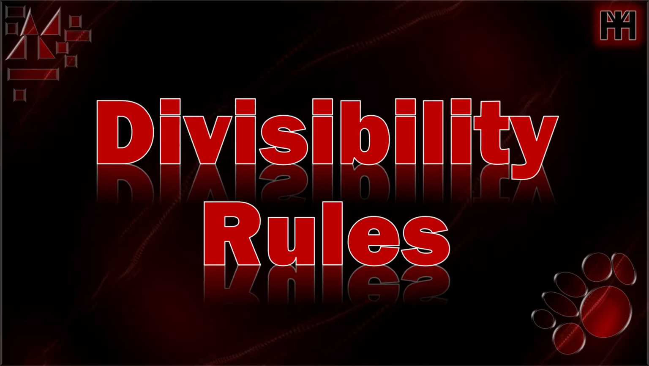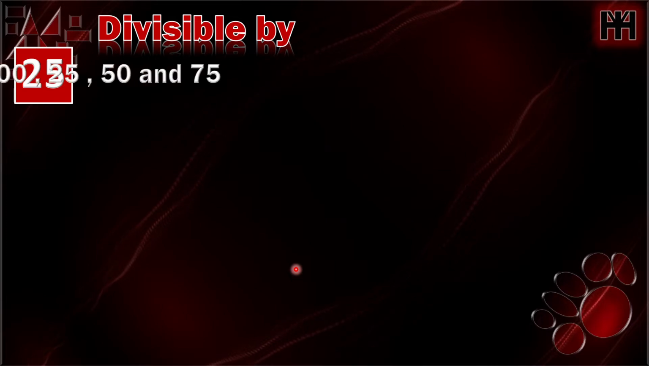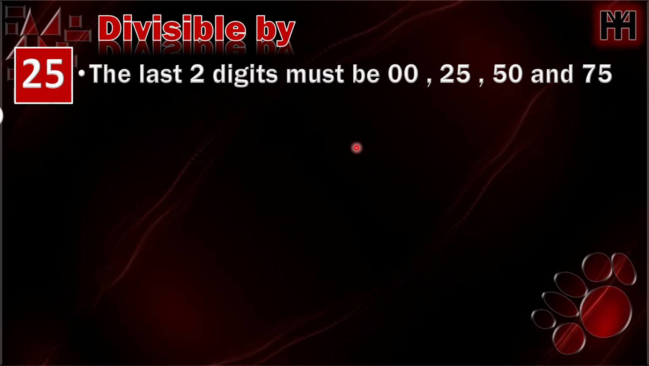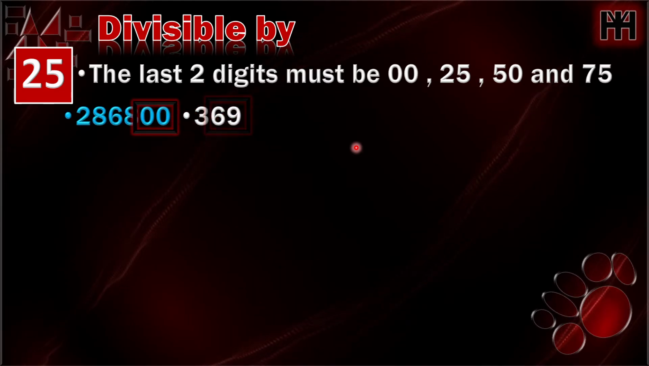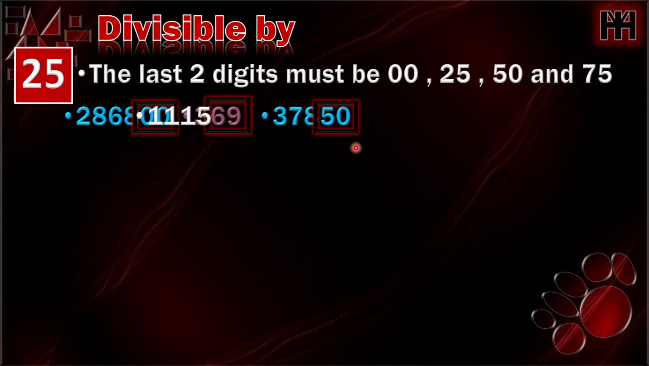Divisibility rules. Okay, for a number to be divisible by 25, the last two digits must be either 00 or 25 or 50 or 75. Okay, let's see the following numbers. This number ends with 00, so it's divisible by 25. This number ends by 69, so it's not divisible by 25. Then this number ends with 50, so yes, it's divisible by 25.